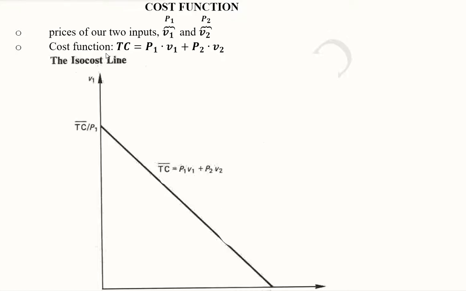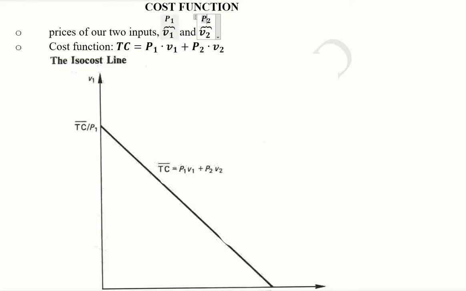Production function analysis is very much complemented by the cost function, because it usually serves as a constraint in our production maximization problem. So we shall study the cost function here, and we are assuming that there are two inputs, for instance V1 and V2. Their respective prices should also be known, that is P1 and P2.